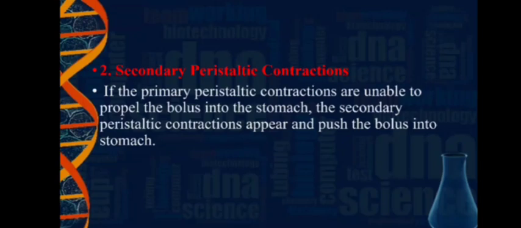Now, secondary peristaltic contraction. If the primary peristaltic contractions are unable to propel the bolus into the stomach, the secondary peristaltic contraction appears and pushes the bolus into the stomach. Some amount of food may remain in the esophagus even after primary peristalsis is completed. This touches the mechanical receptors present in the esophagus, which initiate another peristaltic wave. This is called secondary peristalsis. It is coordinated by the intrinsic nervous system of the esophagus. The secondary peristaltic wave continues till all the food in the esophagus is emptied into the stomach.